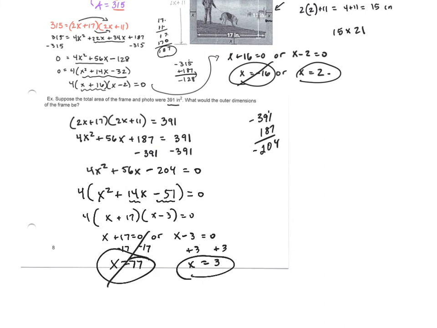So the width of my frame is going to be 3 inches. 3-inch frame. And then what are the outer dimensions? Well, we take the length, which was 2 times x plus 17 equals, and my width was 2 times x plus 11 equals, substituting in the value of x, and then it turns out that the length is going to be 23 inches and the width is going to be 17 inches.